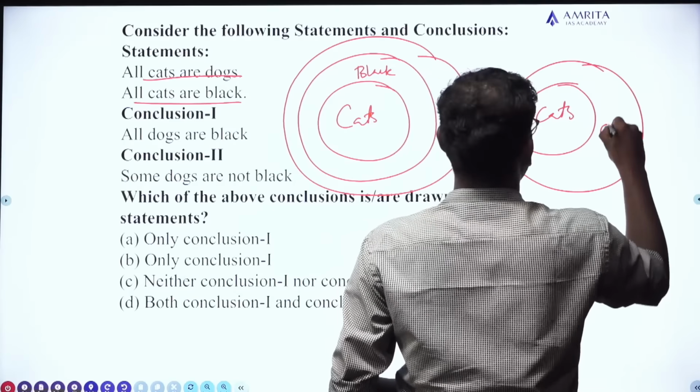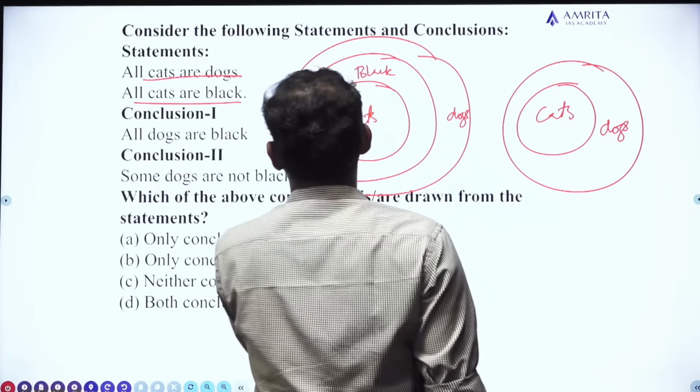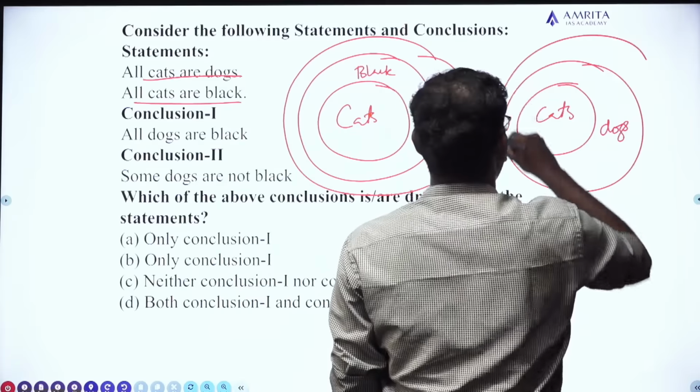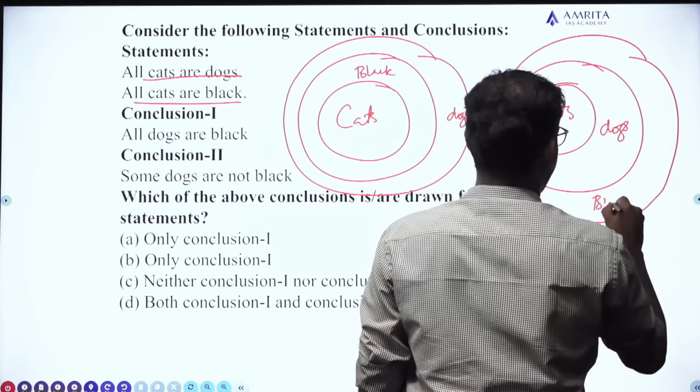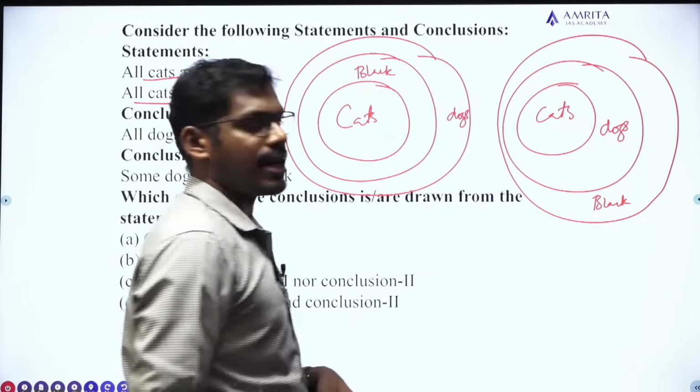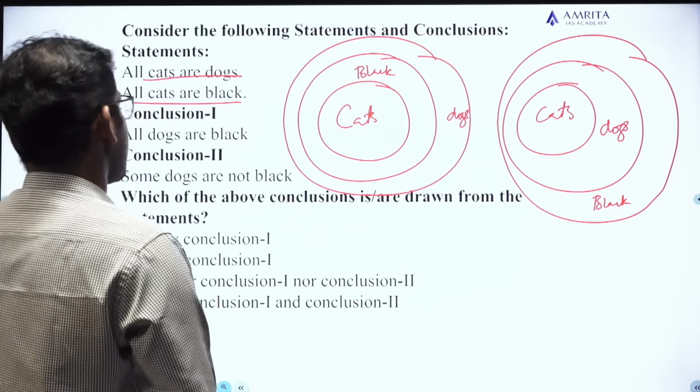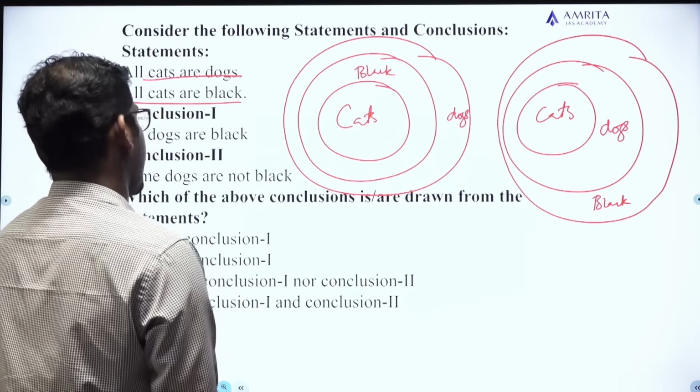All cats are dogs and all cats are black. I can write it in this way also. I didn't violate the basic statements. Conclusion 1. All dogs are black.